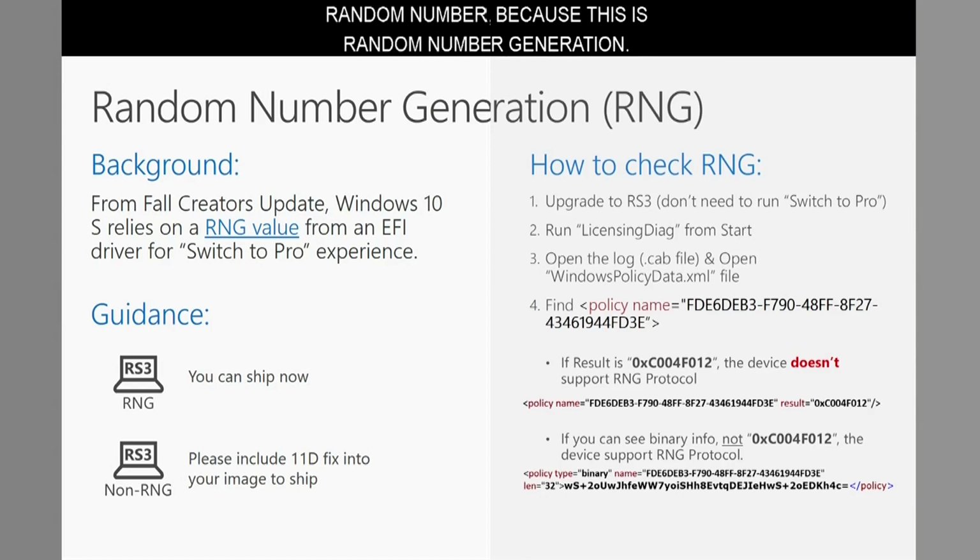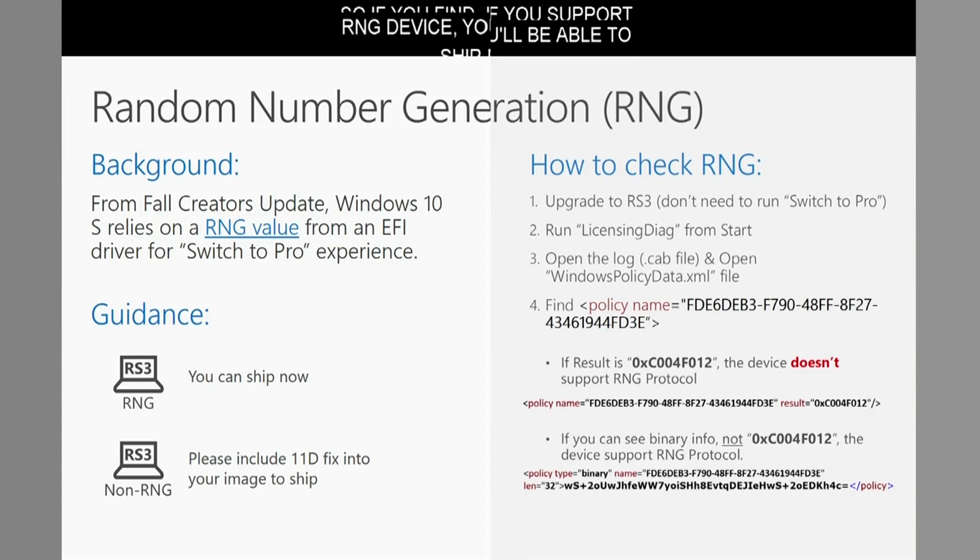If your device supports RNG, then you'll be able to ship now with the RS3 image. If you find this result, which means that your device doesn't support RNG, you need to include the 11 defects fixes, which will be available, I believe, today. You need to include this fix in the system to make sure users will have no issue when they switch to Pro. So that's how it works. I hope that makes sense for you.